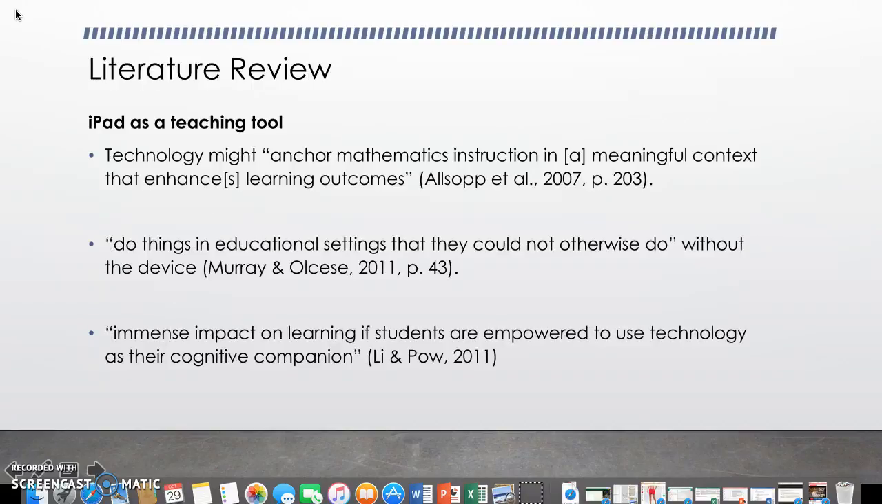Now, these are some research that supports the use of iPad as a teaching tool. Murray and Osis in 2011 said that with the use of iPad, we'll be able to do things in educational settings that we could not do otherwise without the device, which means that we do not need to travel far, and yet we could conduct certain activities. In 2011, Lee and Paul also mentioned that there is immense impact on learning if students are empowered to use technology as their cognitive companion.